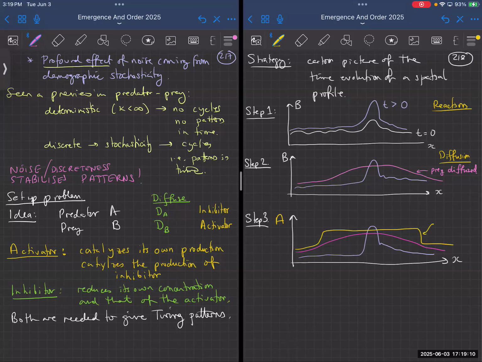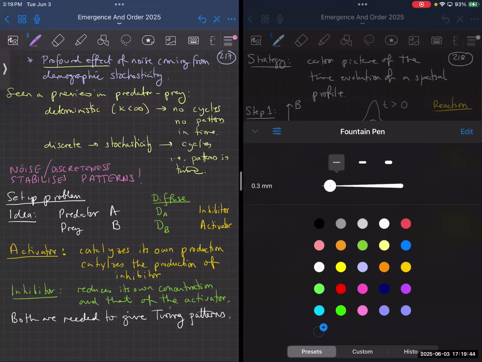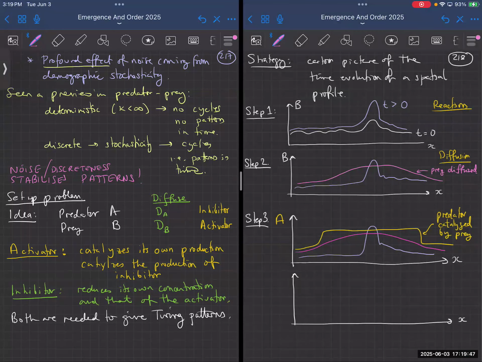So this is the predator, now catalyzed by the prey. Okay, so that's step 3. But the other thing that happens is that the predator has a higher diffusion constant than the prey. So it's going to run around and eat up the prey on the edge. So now the prey population is going to look something like this.